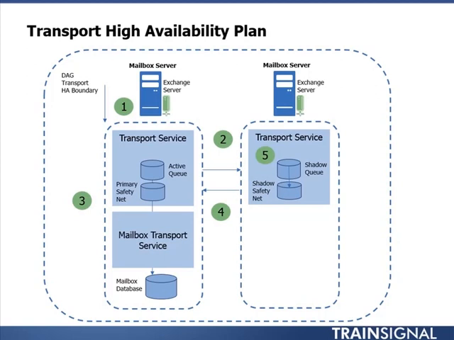and then once it's safe there, the primary safety net has a copy of it, and the discard message is given over to the transport service on the secondary mailbox server, and when that occurs, then a copy of the message is put into the shadow safety net for the same period of time. And again, all of this is built right into Exchange 2013.